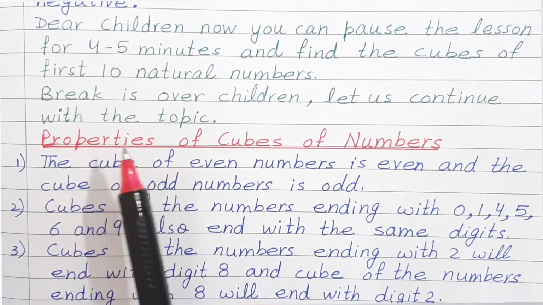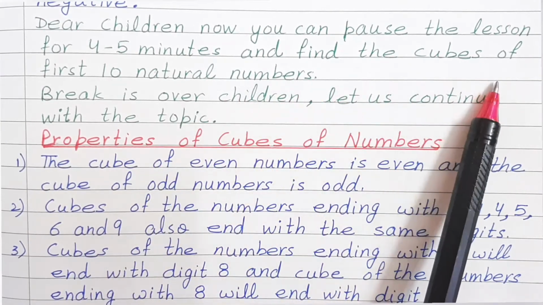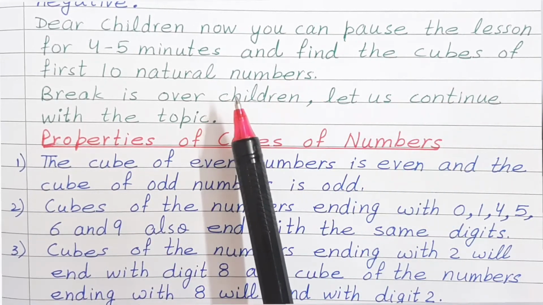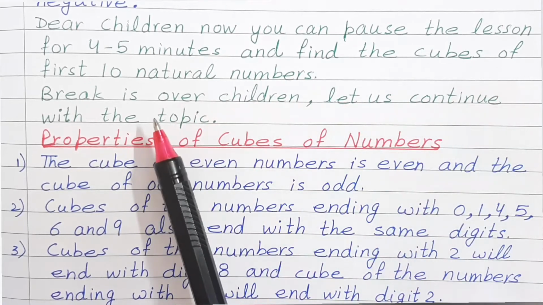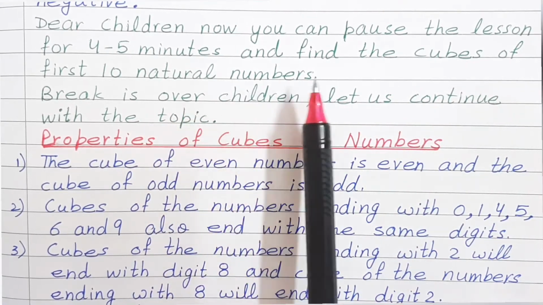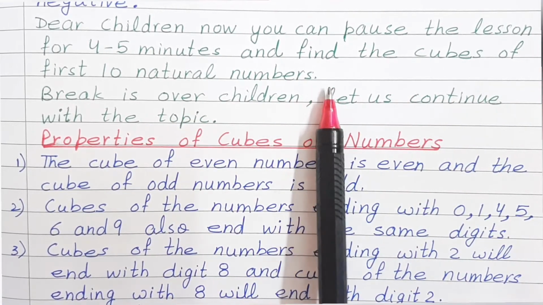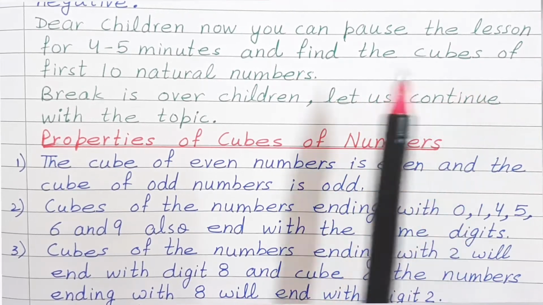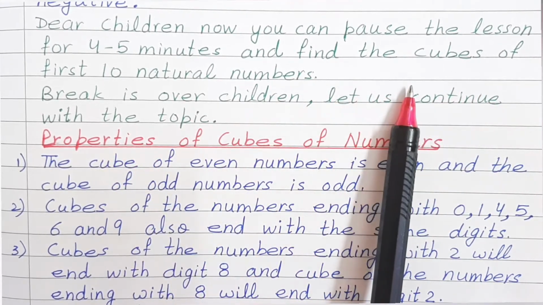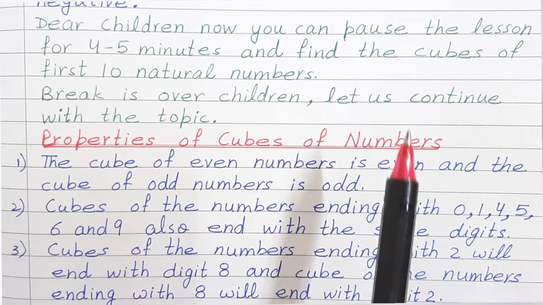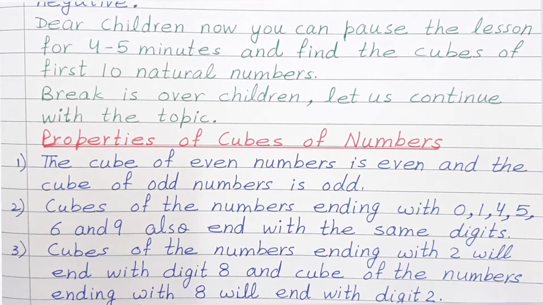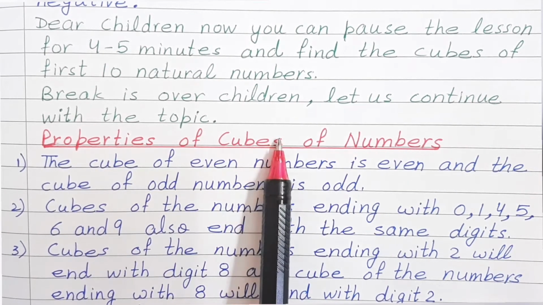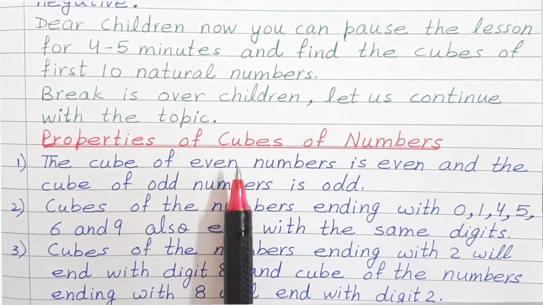Now dear children, you can pause the lesson for 4 to 5 minutes and find the cube of first 10 natural numbers. That is 1 cube, 2 cube and so on. Right? So now you can pause the lesson. Now children, break is over. Let us continue with the topic.